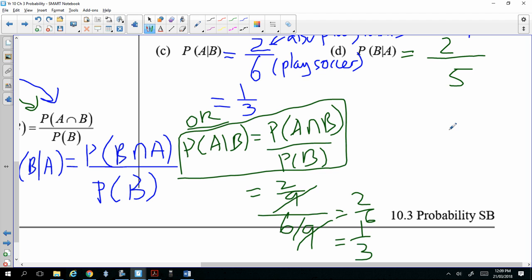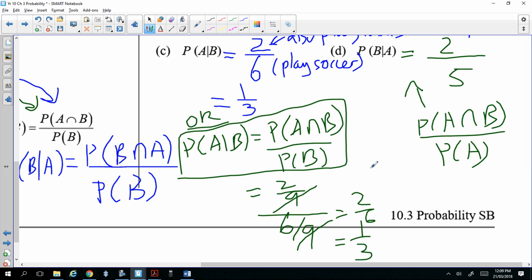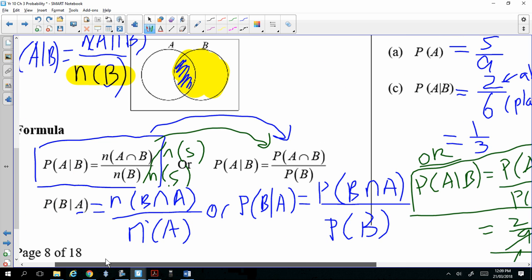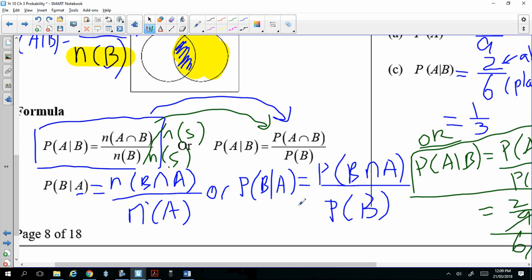Oh, for that one? Yeah, so for that one you get probability A and B over probability A, yes. That's for this one, given B. This given B, this is given A. Oh, must be wrong. Oh, oops, sorry, I wrote it wrong. Thank you. Didn't see that. A given B. All right, good.